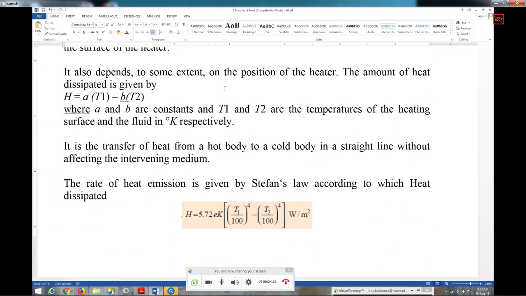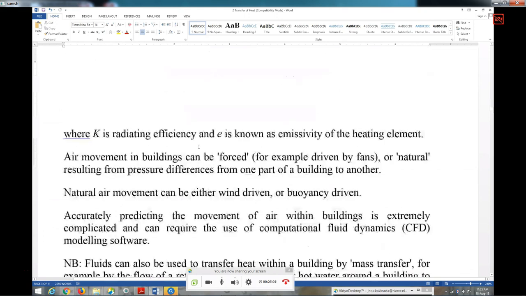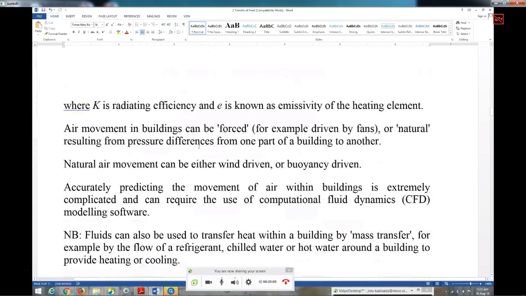Then, radiation is the transfer of heat from a hot body to a cold body in a short time without affecting the intervening medium. As per the Stefan law, the heat dissipated is expressed as H = 5.7 × E × K × [(T1/100)^4 - (T2/100)^4], which is expressed in terms of watts per meter square. So within 1 meter square area of the room considered, this is the amount of heat that was wasted by this particular heat emission mechanism. Here K is the radiant energy and E is called the emissivity of the heat emission.